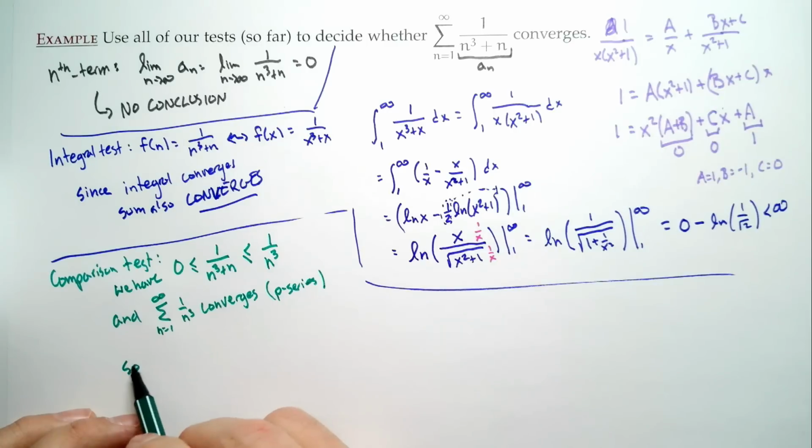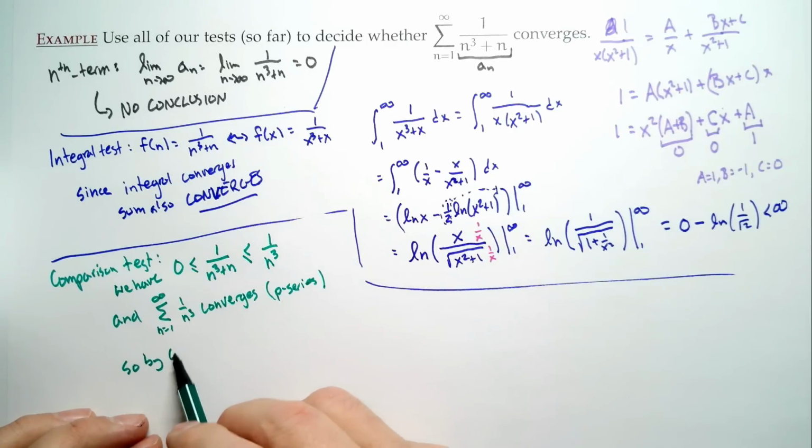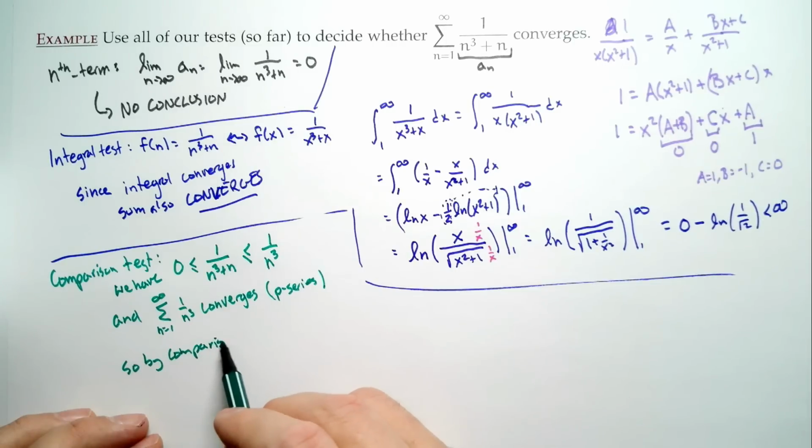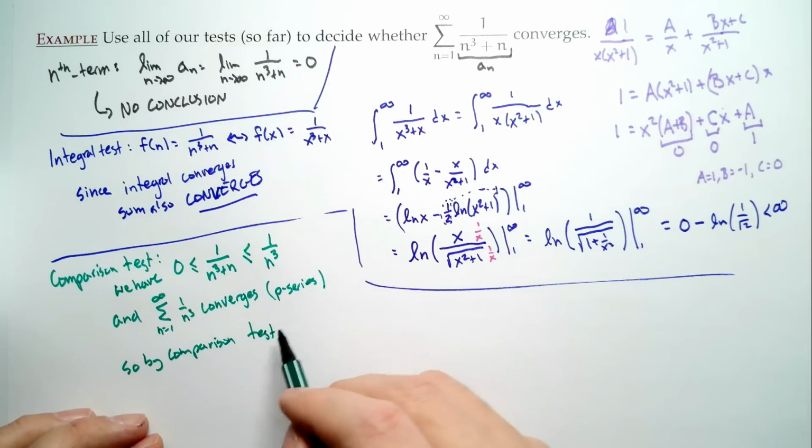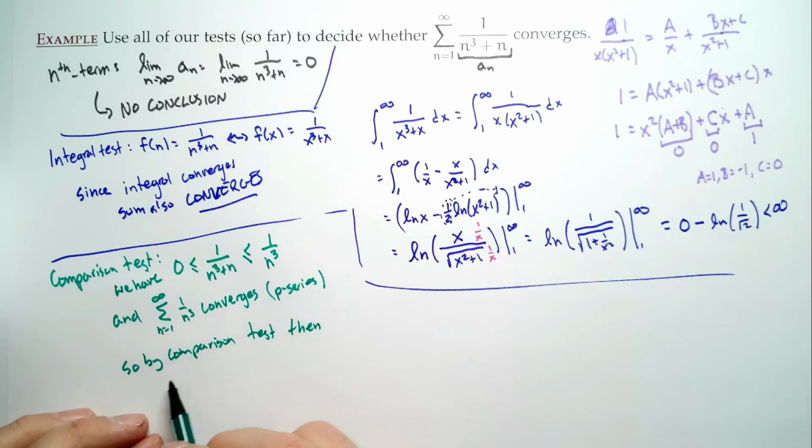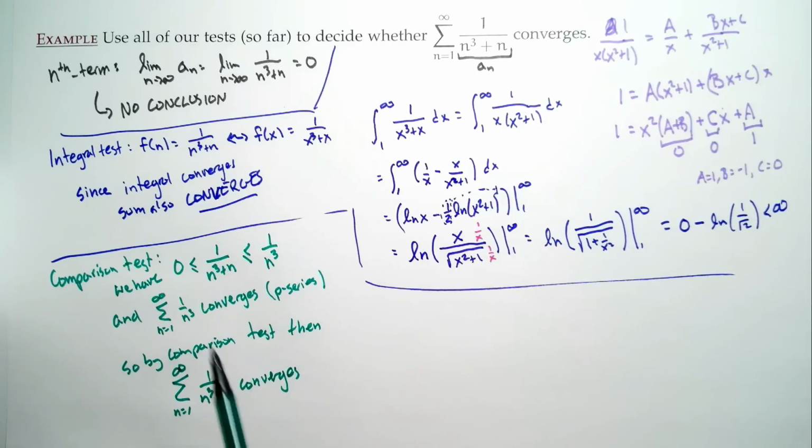So the conclusion is that by comparison test, the sum from 1 to infinity of 1 over n cubed plus n converges. So why? Well, because we fit 1 over n cubed plus n below something which converges, and therefore it must also converge. Okay, there's one more test that we've done, and remember it said all of our tests.